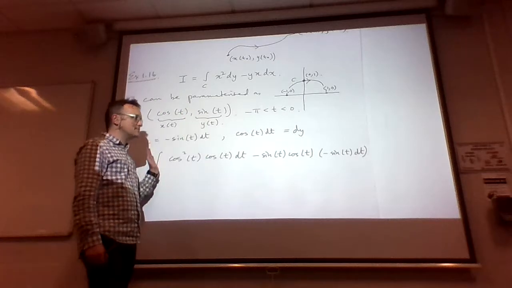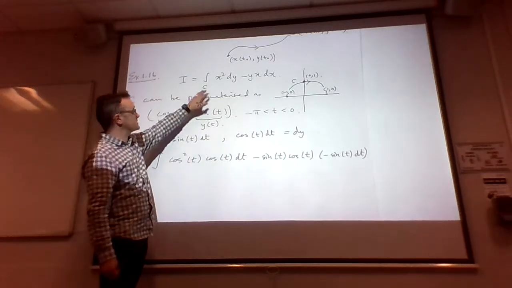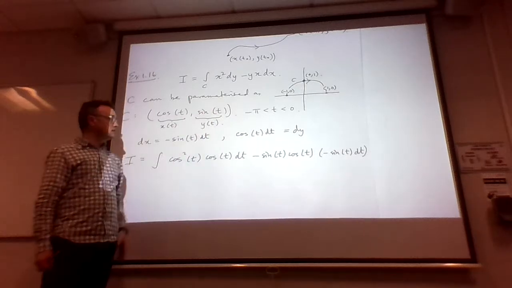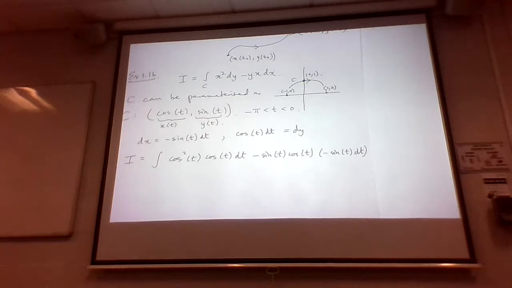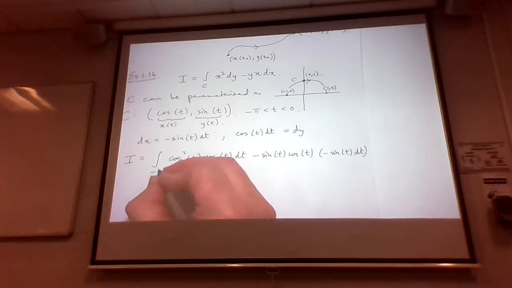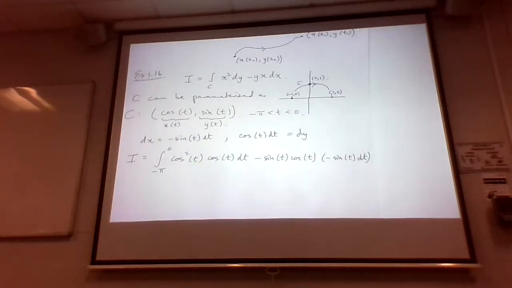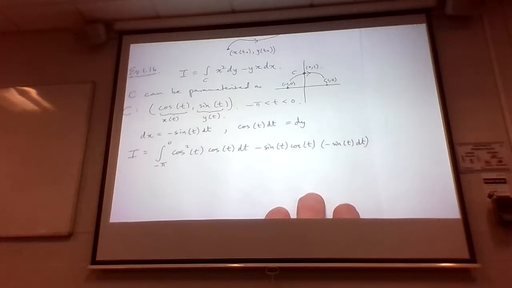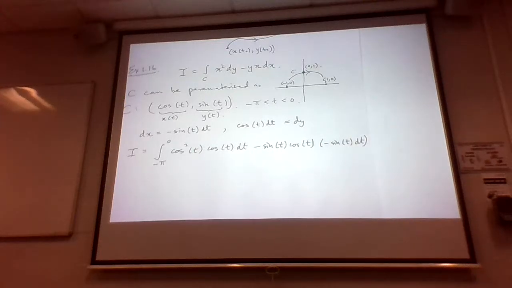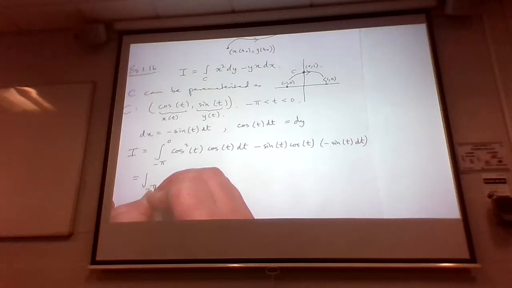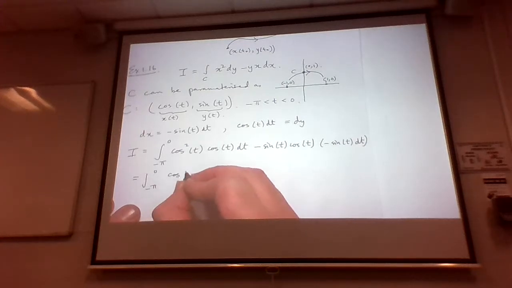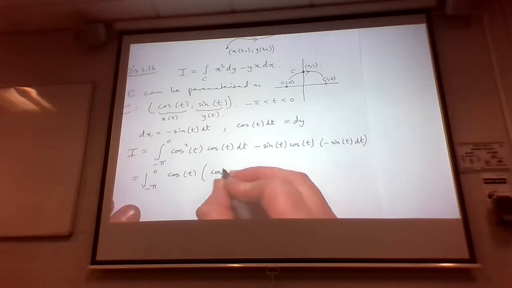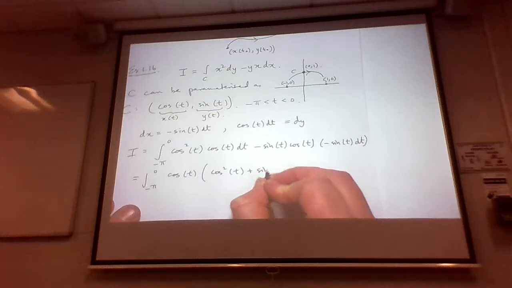The path C has been encoded into this expression because we've replaced x with cosine of t and y with sine of t. So all we have to worry about is the range of values for t. And t is going from a starting value of minus pi to an ending value of 0. And we can work on this expression here because this now looks just like a regular single variable integral. And we can factorize that as cosine of t times cosine squared of t plus sine squared of t.